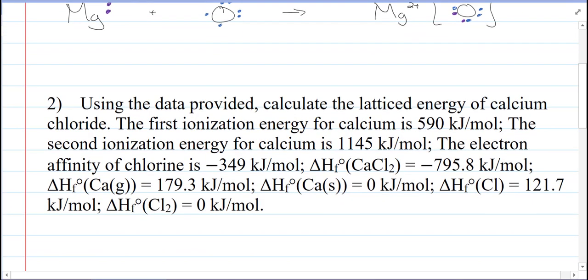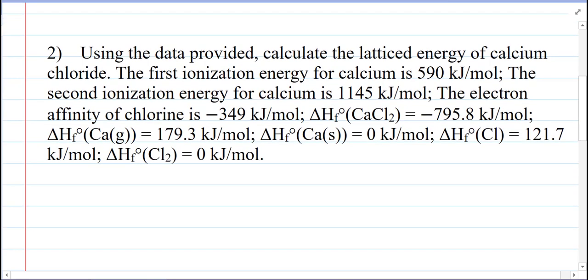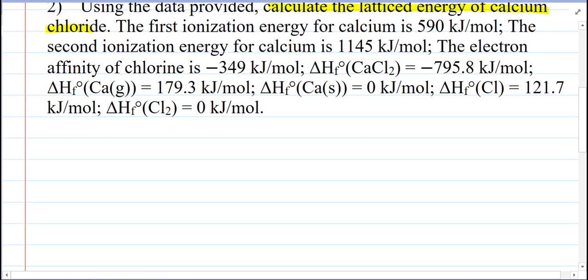Okay, number 2. Number 2 is using the data provided, calculate the lattice energy of calcium chloride. So that's what we're doing, calculating the lattice energy of calcium chloride. And it gives you a bunch of different data. So this is the Born-Haber cycle, if you remember. We have calcium solid plus Cl2 gas going to CaCl2 solid.